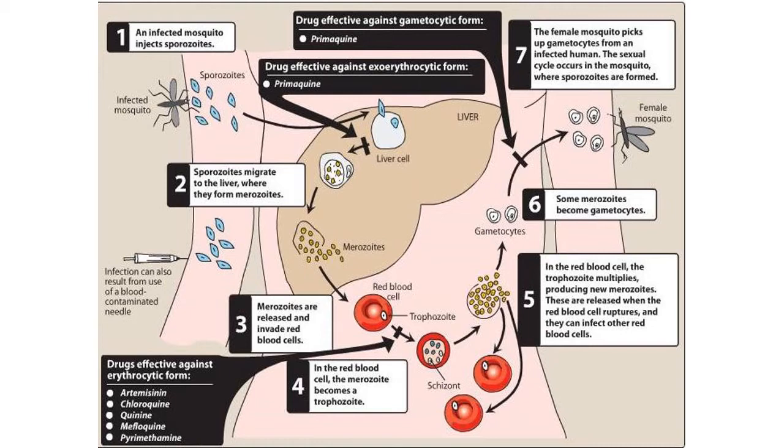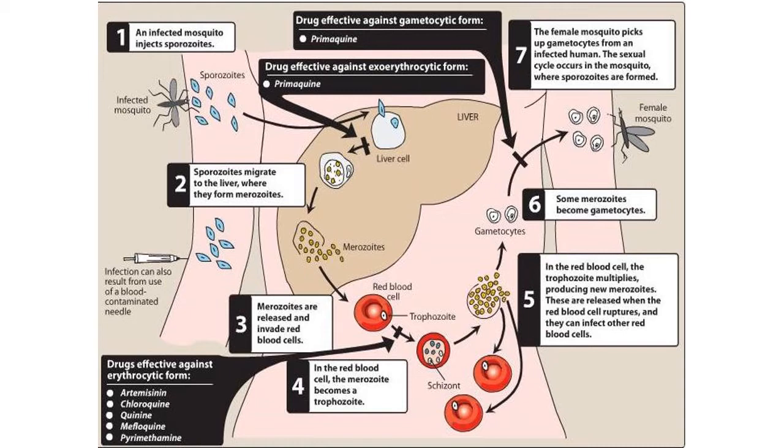In the fourth step, in the red blood cell, the merozoites become a trophozoite. In the fifth step, the trophozoite multiplies, producing new merozoites. Merozoites are released when the red blood cell ruptures and they can infect other red blood cells. In the sixth step, some merozoites become gametocytes. Now, in the seventh and final step, the female mosquito picks up gametocytes from an infected human. The sexual cycle occurs in the mosquito where sporozoites are formed.